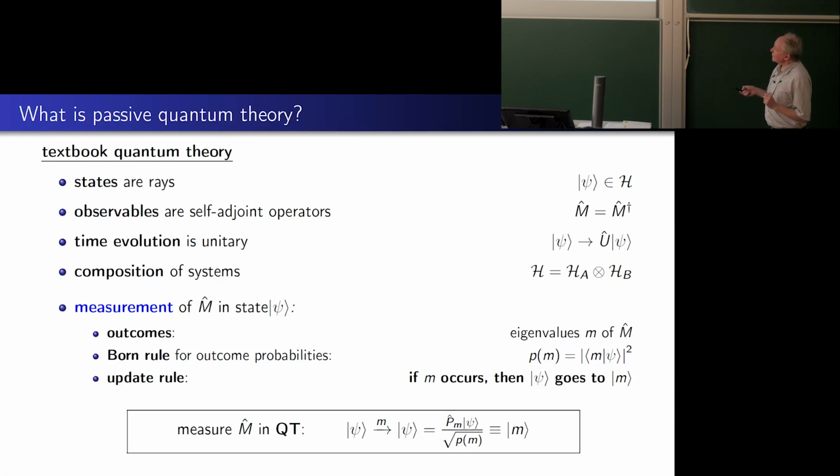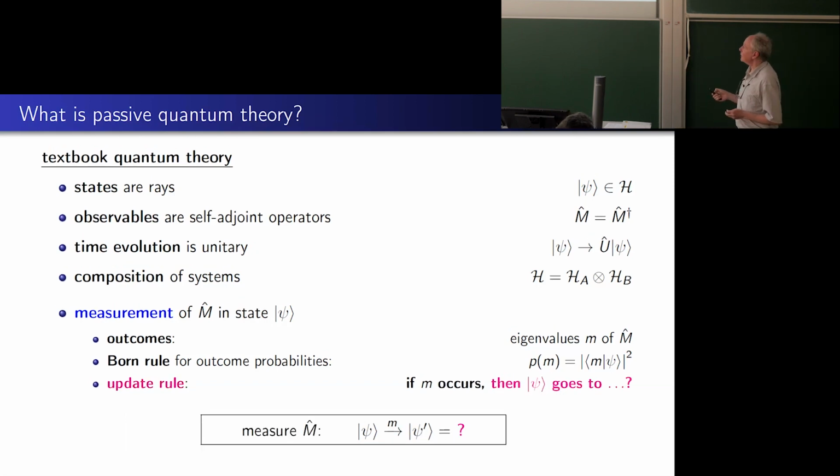And here's the update rule in words. If I measure M and little m occurs, then the state I started out with goes to another state, namely the eigenstate of the observable M I'm looking at, associated with the outcome I found. Okay? This is the standard way. So here's a box which summarizes this in a slightly more formal way, which you all have seen before. Now, this is the setting I'm looking at.